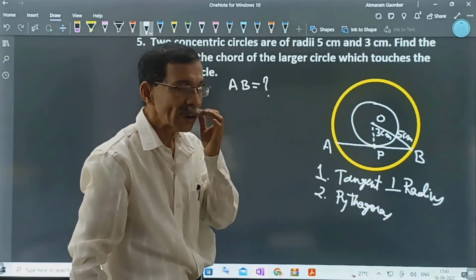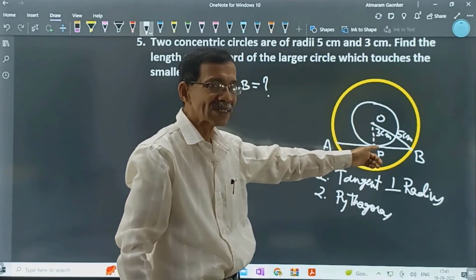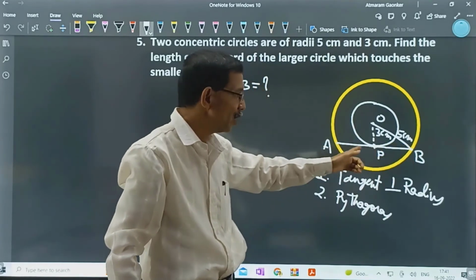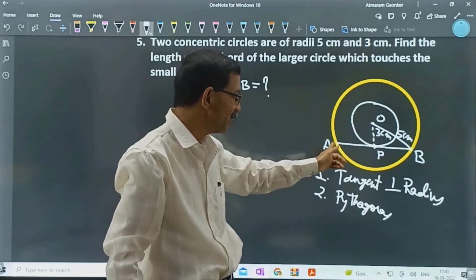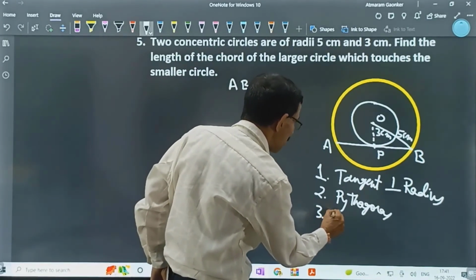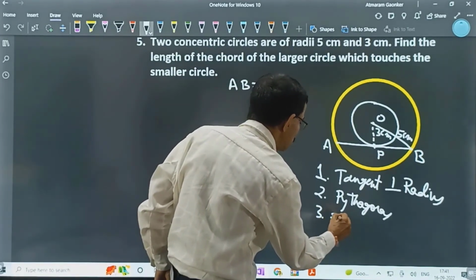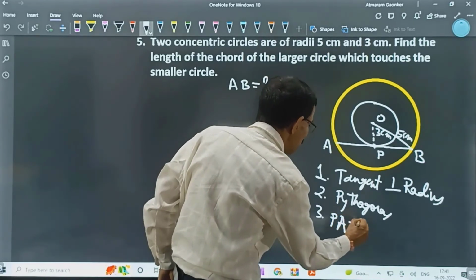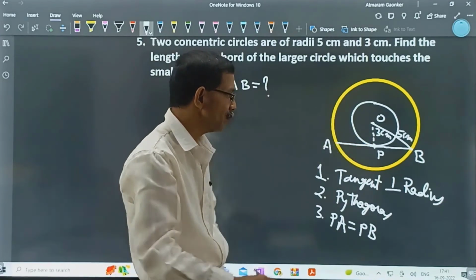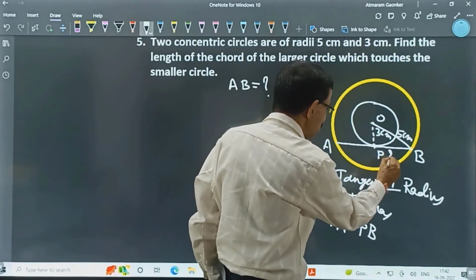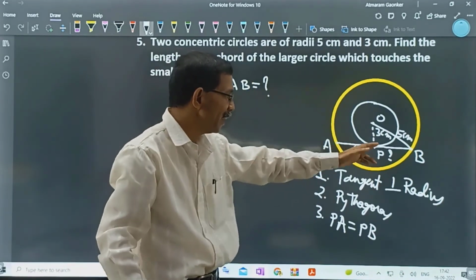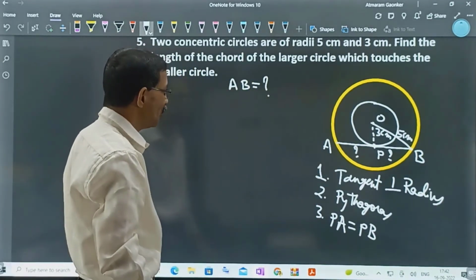And the third thing required: any perpendicular bisector bisects the given line, given chord. So what will happen is AP will become equal to PB. The third thing we have to know is that AP or PA is equal to PB. So using Pythagoras theorem, we can find this one, and this is also equal. So when we add, we can get AB. So let's begin solving this.